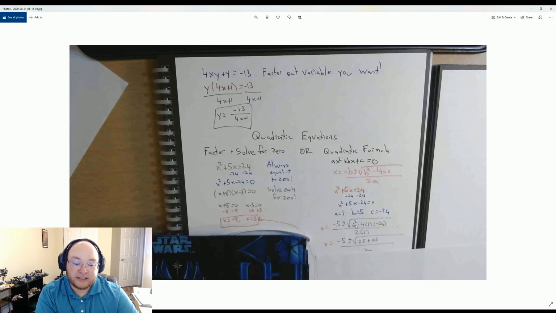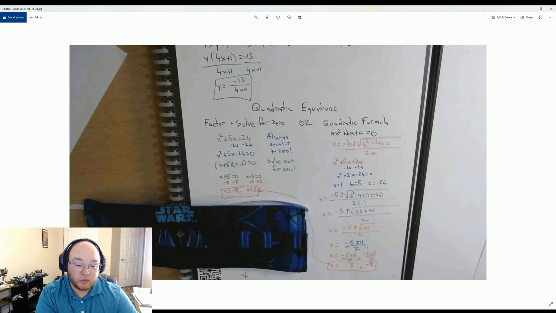Negative 5 plus or minus, 5 squared is 25. Negative 4 times 1 is negative 4. Negative 4 times negative 24 is positive 96. So you've got to be very mindful of your negatives. Add those together, you get negative 5 plus or minus the square root of 121 over 2. Square root of 121 is 11.